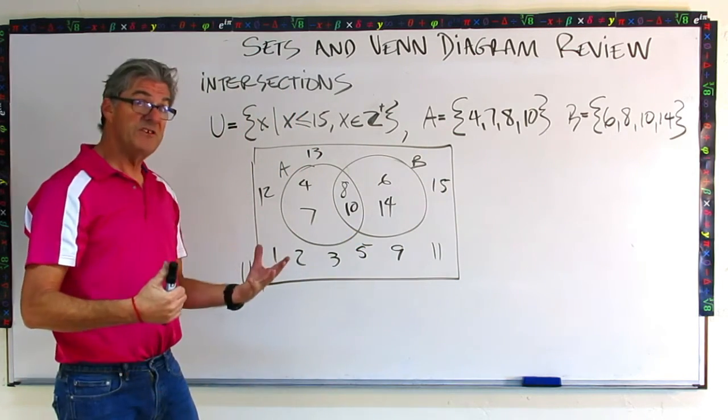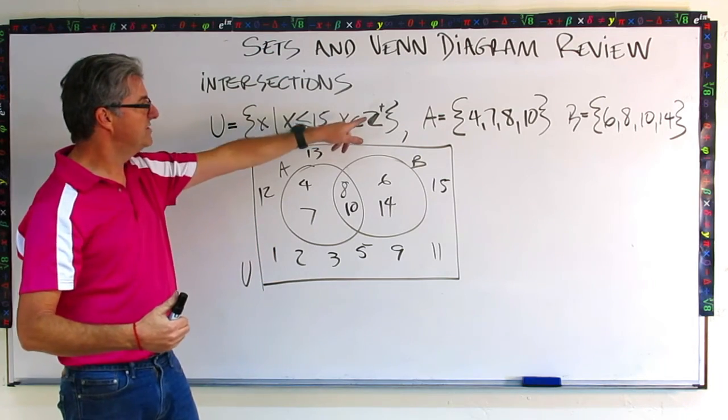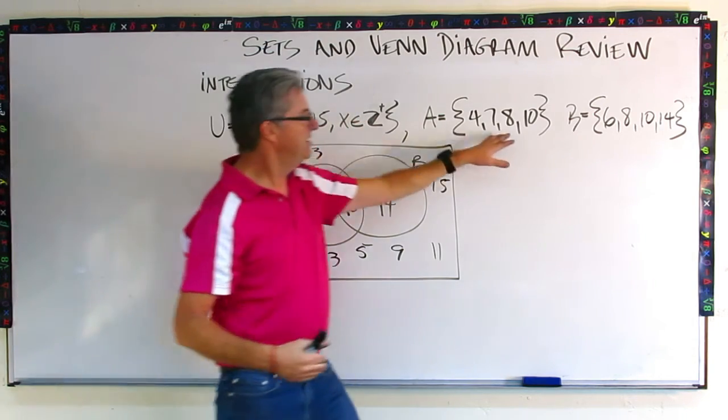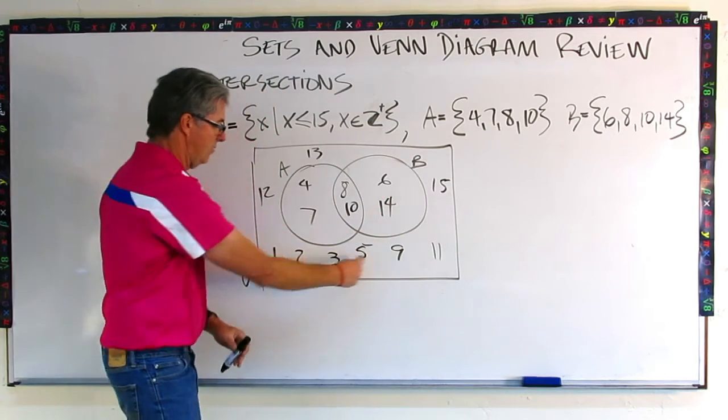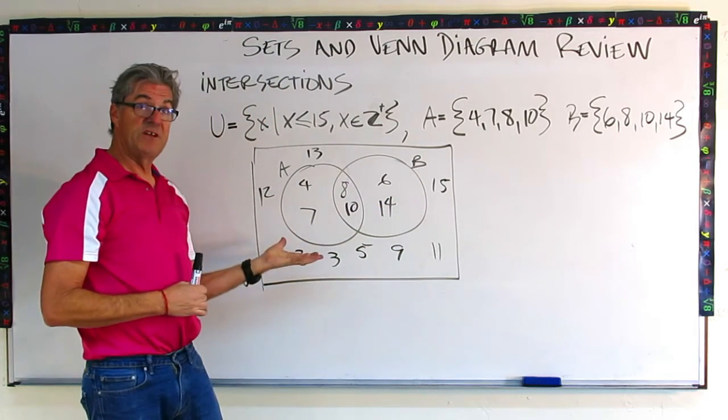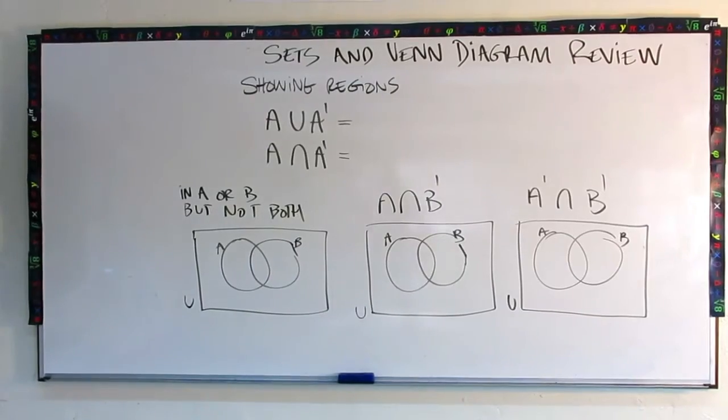Okay? So all I just did is I looked at the universal set and figured out which numbers aren't in here or here and put them around the outside. And that's our completed Venn diagram for this situation.